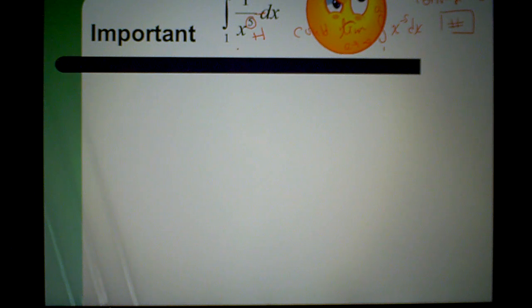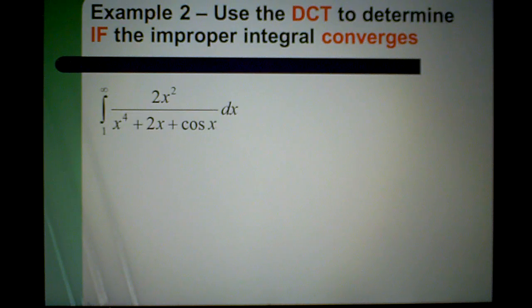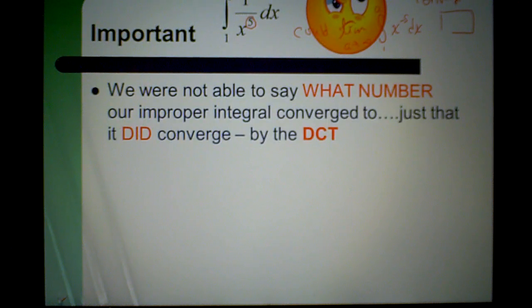But as soon as I make this 1 over x to the 5th plus 1, and I use the DCT, all I can say is I can't do any of this, and I won't get a value. I can use the DCT to conclude that 1 over x to the 5th plus 1 converges. That's it. We were not able to say what number our improper integral converged to. Just that it did converge, and by what test.